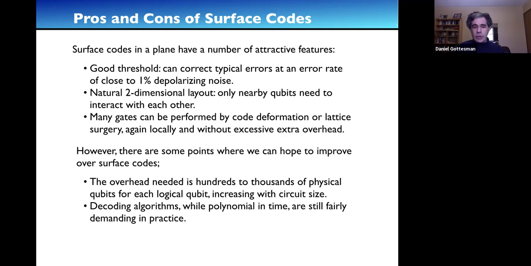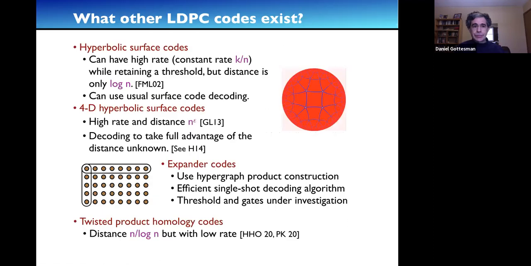And another problem, which is less serious, is that while there's been a lot of work that's gone into classical decoding algorithms for the syndrome of surface codes, they're still a bit slow in practice. And so that's something that could see some further improvement, either by finding better algorithms for the surface code or by finding other codes that have better decoding algorithms.